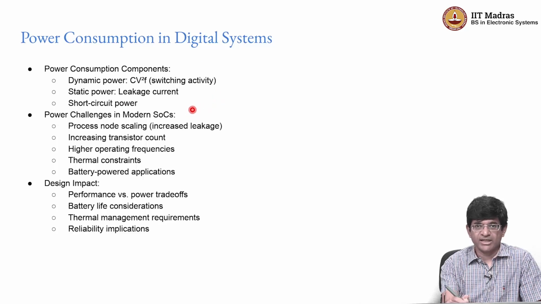Now modern SoCs, given the fact that they are dealing with literally hundreds of billions of transistors in the worst case, have to deal with a number of additional problems. Process node scaling has led to increased leakage. There are a number of things being done to mitigate the effects of leakage, but it still exists. The sheer number of transistors means that even a small amount of leakage or small amount of energy being dissipated in each transistor gets multiplied by the number of transistors.